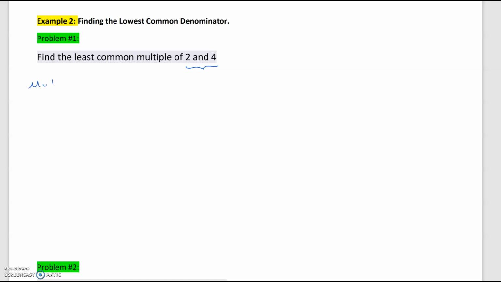So in this case, your multiples of 2 and technically 4 are going to be 2 times 1 is equal to 2, 4 times 1 is equal to 4, and 2 times 2 is equal to 4. We found a common multiple here, which in this case, represents our answer.